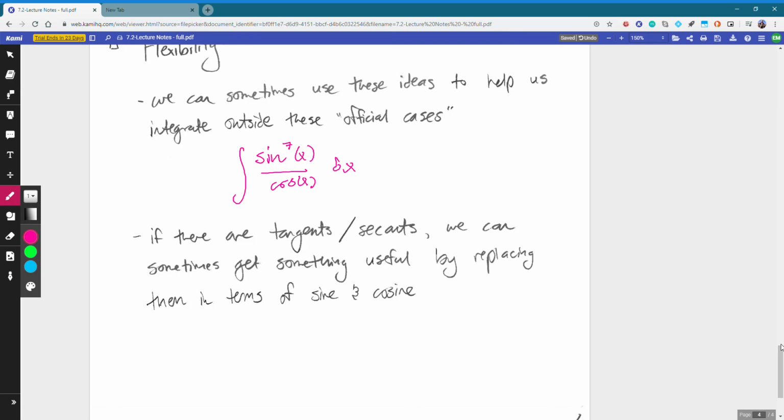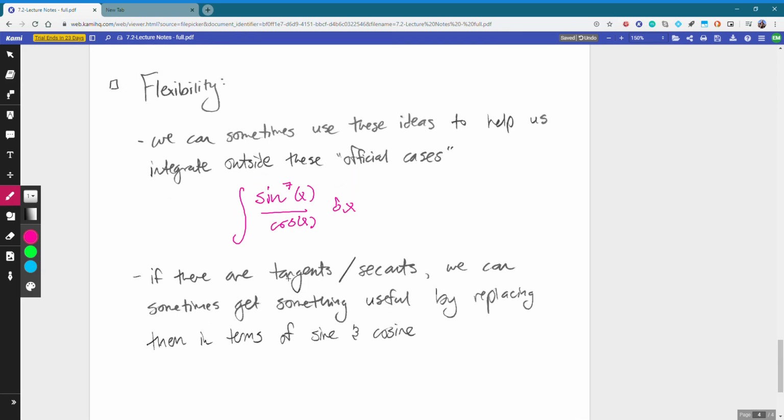Another useful thing to keep in mind is sometimes if our integral involves tangents or secants, we can take that integral, rewrite things, and sometimes land looking at a function that we now know what to do with. The way that we can translate things is by replacing everything in terms of sine and cosine. Here I'm using the definition of tangent as sine of x over cosine of x, and secant of x is 1 over cosine of x. And so sometimes if we have tangents and secants floating around, we can make these substitutions, and when the dust settles, we'll actually have something that we know what to do with.